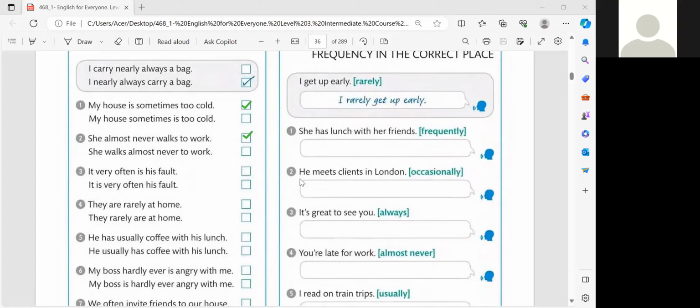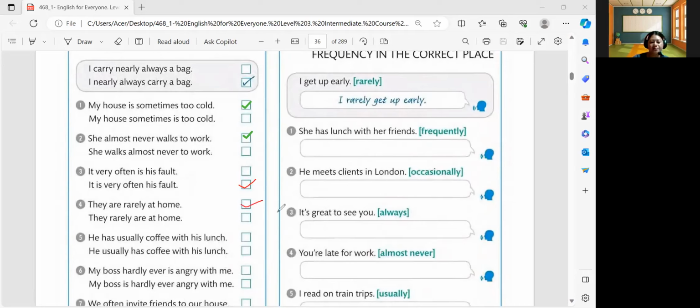How about number 3? It is very often his turn. Okay, let's check. It is very often his fault. Okay, that's correct. Okay, how about number 4? They are really at home. They are rarely at home. Let's check. They are rarely at home. Exactly, that's the answer.